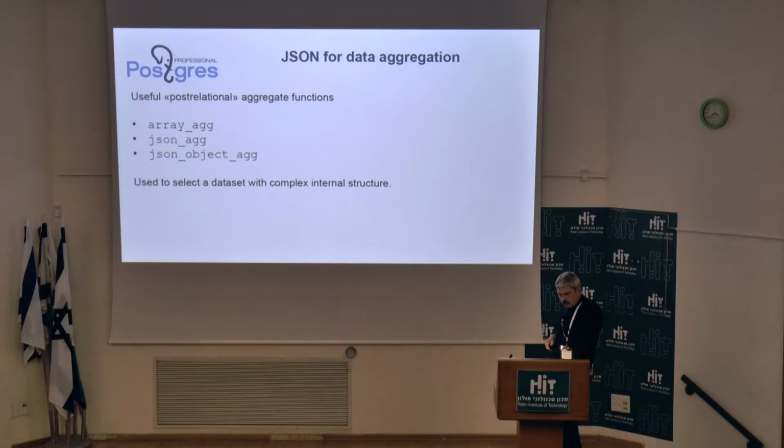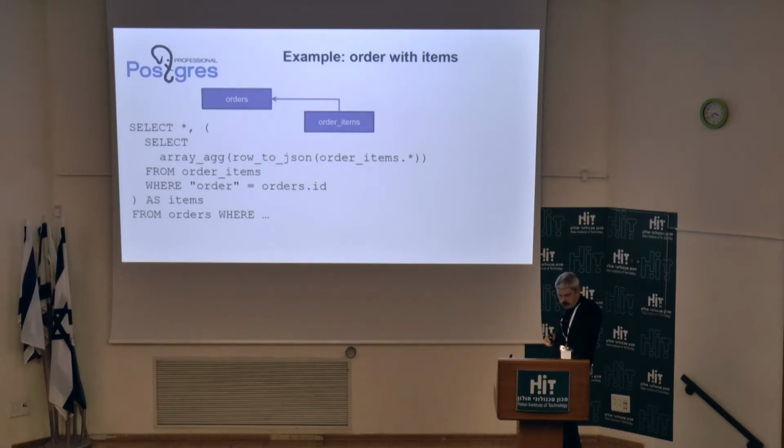They are useful, for example, if you want to return some complex structure or perform several queries at one time. There is a classical example when you have a database with orders and items of these orders. Let's say you want to select orders together with their items in one query. Then you select orders and select items as a JSON field by subselect. So it's a kind of post-relational query, where you get some nested structure from just one SQL query.